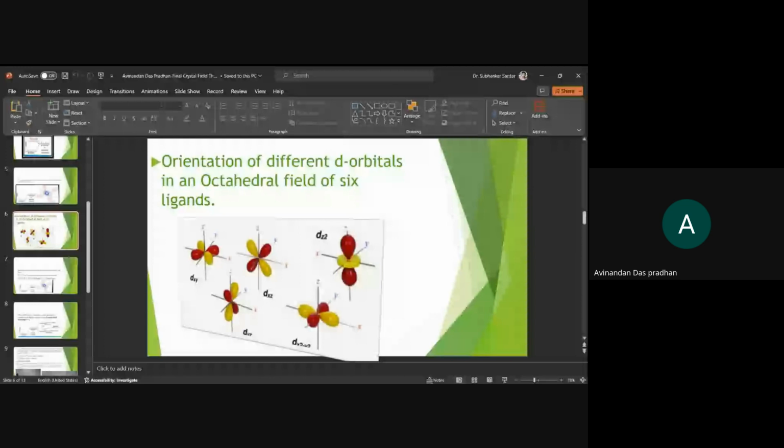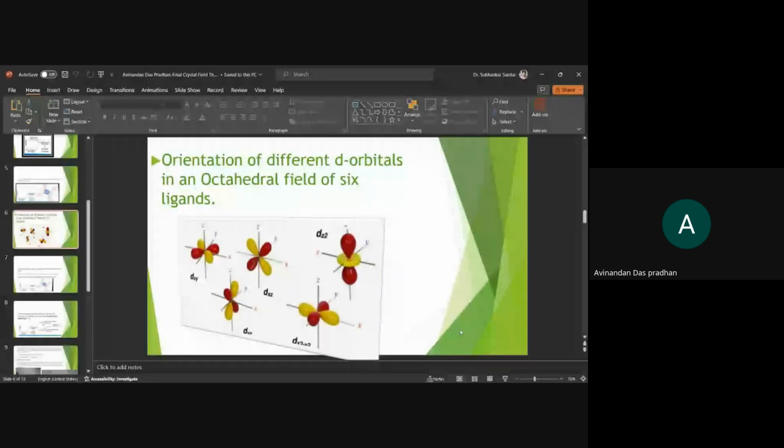Next page, we can see the same picture, but the left side picture shows the axis. We can put the axis at the point of the ligands. For more clarity of the repulsion, we can put the axis in the direction of the ligands. Next page, orientation of different orbitals in an octahedral field of 6 ligands.